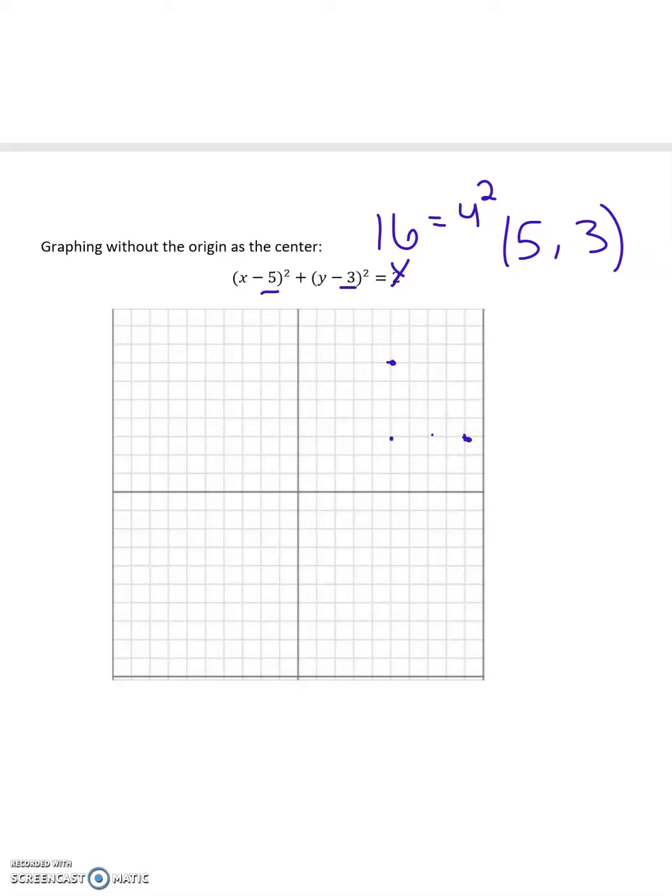Count up 4 spaces. To the left 4 spaces. And then down 4 spaces. And I'm going to make my sketch of the circle. So not really different than if the origin is your center, just have to use your h and your k values here.